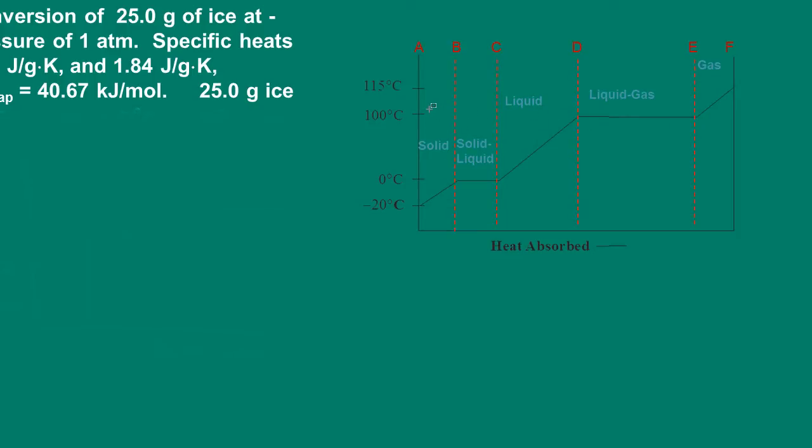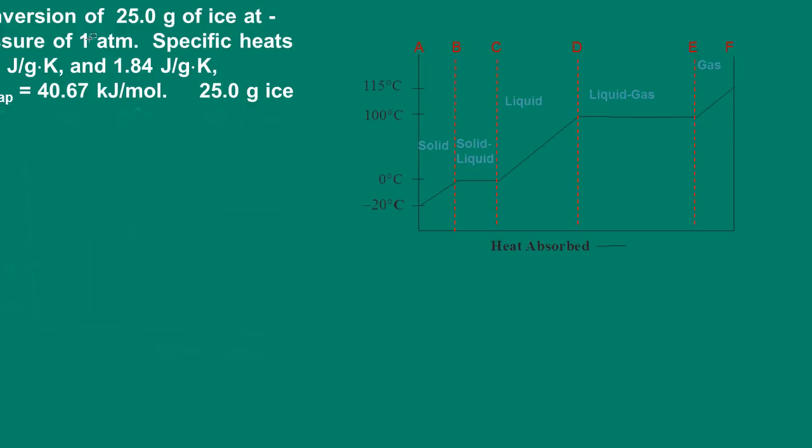115 here. So we're able to divide this heating curve into 1, 2, 3, 4, 5 regions. In this region, we just have the heating of the solid. In this region, the phase change, the melting. In this region, the heating of the liquid. In this region, the vaporization. And finally, in this region, the heating of the steam. We need to find the amount of heat that is absorbed in each one of these regions.